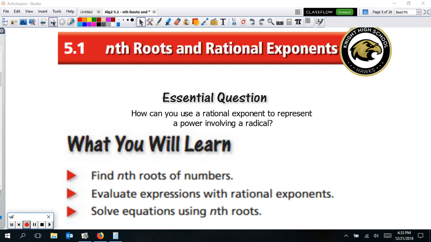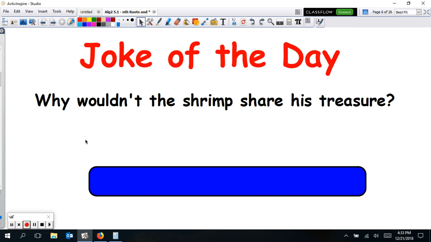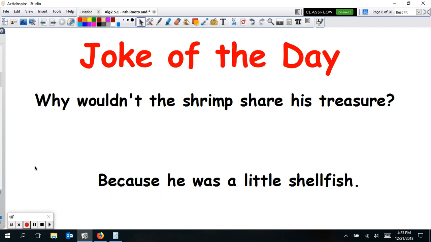But like usual, let's go to a joke of the day. Why wouldn't the shrimp share his treasure? Let's find out. Because he was a little shellfish. Kind of like a little selfish shrimp.